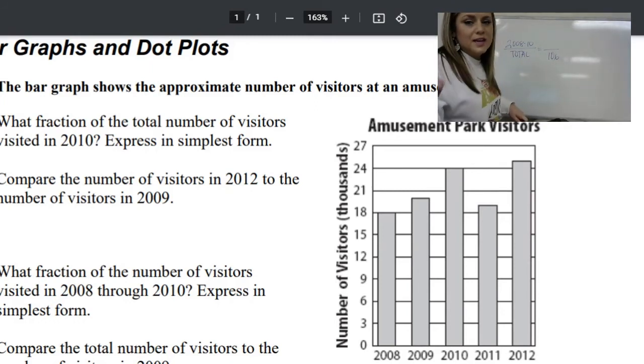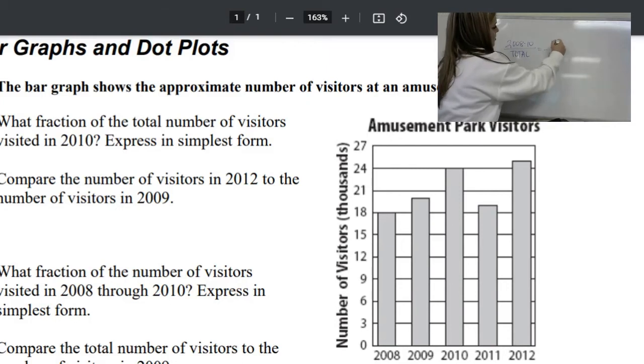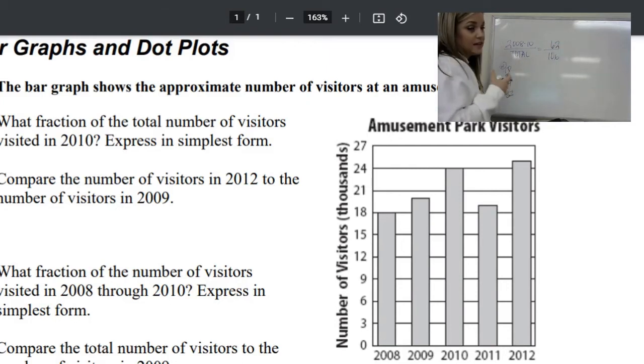All right, so 2008, it looks like there was 18. 2009, it looks like there was 20. And then 2010 looks like there was 24. Okay, so I'm going to add these visitors up. 8 and 4 is 12. The 2 can stay, but the 1 got to go. 1 plus 1 is 2, 4, 6. So 62 over 106.